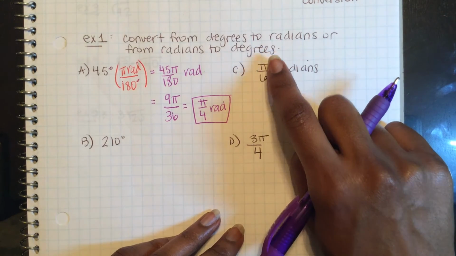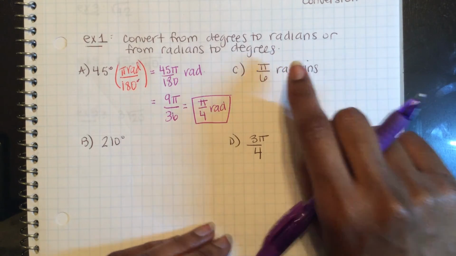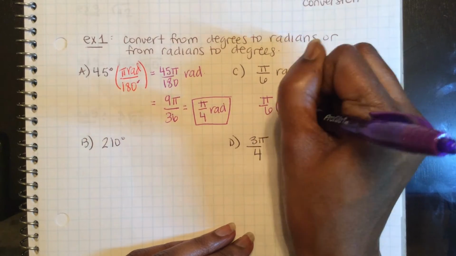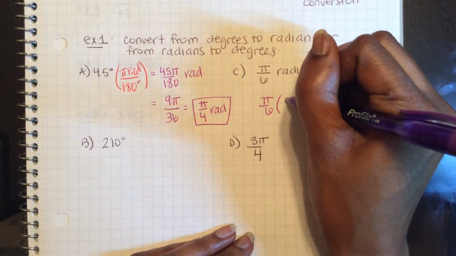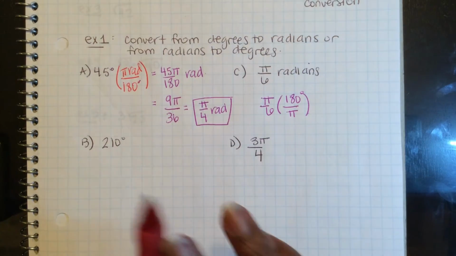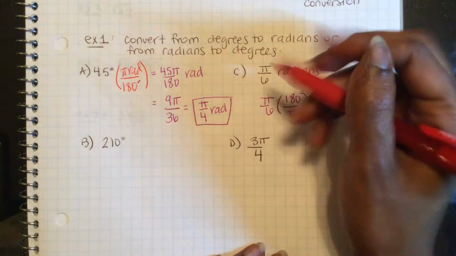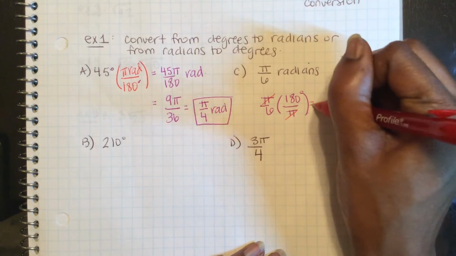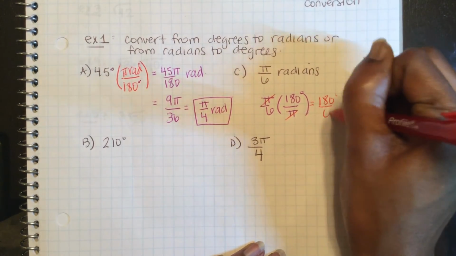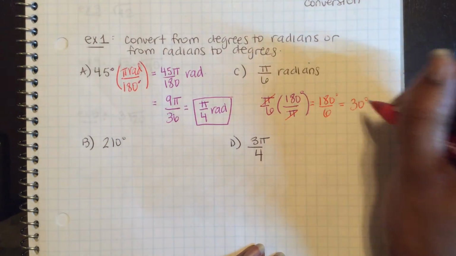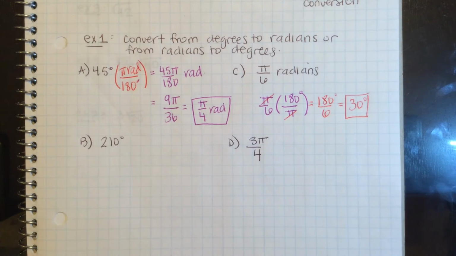So now I have pi over 6 radians, and I want to do the opposite and convert that to degrees. So pi over 6, I'm going to multiply by 180 degrees over pi. So notice my pi's cancel, which also are canceling out my radians. And I'm left with 180 degrees divided by 6, which is 30 degrees. So pi over 6 radians is 30 degrees.